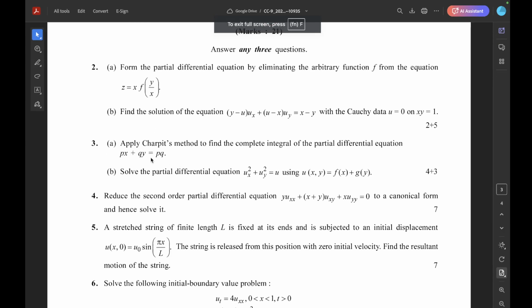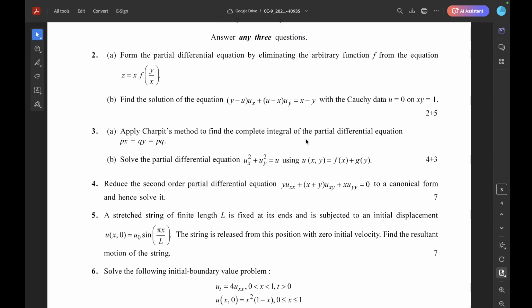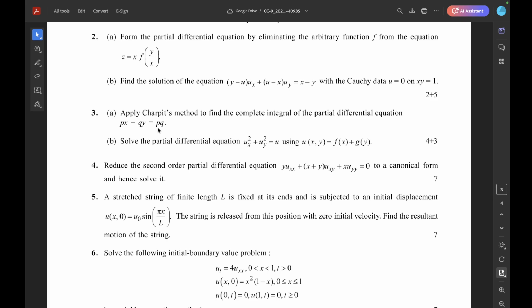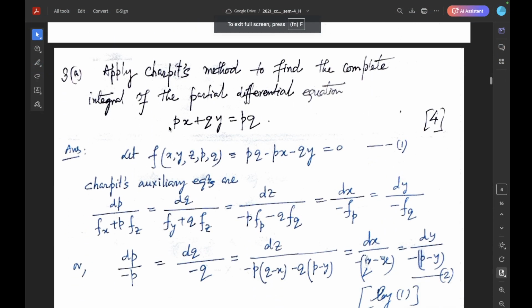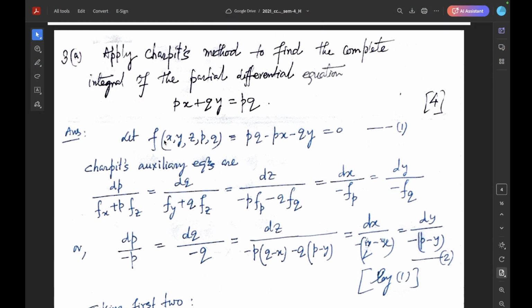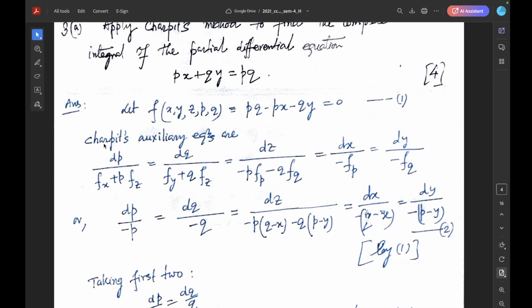Next, question 3a. Apply Charpit's method to find the complete integral of the partial differential equation px plus qy equal to pq. Let f of x, y, z, p, q equal to pq minus px minus qy equal to 0, equation 1. Now Charpit's auxiliary equations are dp by fx plus p fz equal to dq by fy plus q fz equal to dz by minus p fp minus q fq equal to dx by minus fp equal to dy by minus fq.